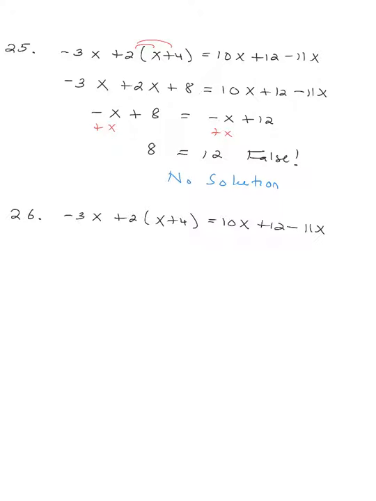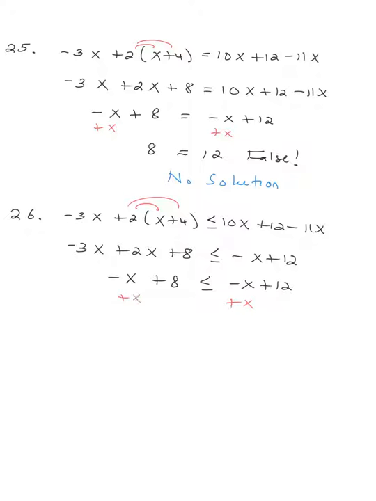Now, if we compare this to question 26, what I have is less than or equal to, so almost the same thing, but just less than or equal to. If I go to solve this one for x, it'll look very similar. So we get negative 3x plus 2x plus 8 is less than or equal to negative x plus 12. So that is negative x plus 8 is less than or equal to negative x plus 12. I will add x to both sides, and I get 8 is less than or equal to 12.